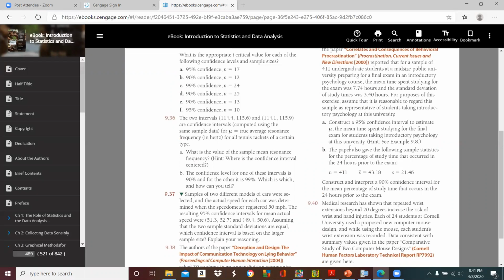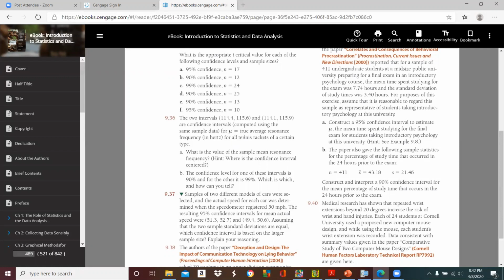Here we have two confidence intervals that are given. They come from the same data set, the same sample, computed using the same sample data. What does that mean? It means the sample mean is exactly the same for both of these intervals. By the way, how do you find the sample mean if you're given an interval? Well, you just take the average of the two endpoints. You add the two endpoints together, divide by 2, you will get the sample mean. And if you notice in both cases here, if you do that, you'll get 115. So it is from the same sample data.